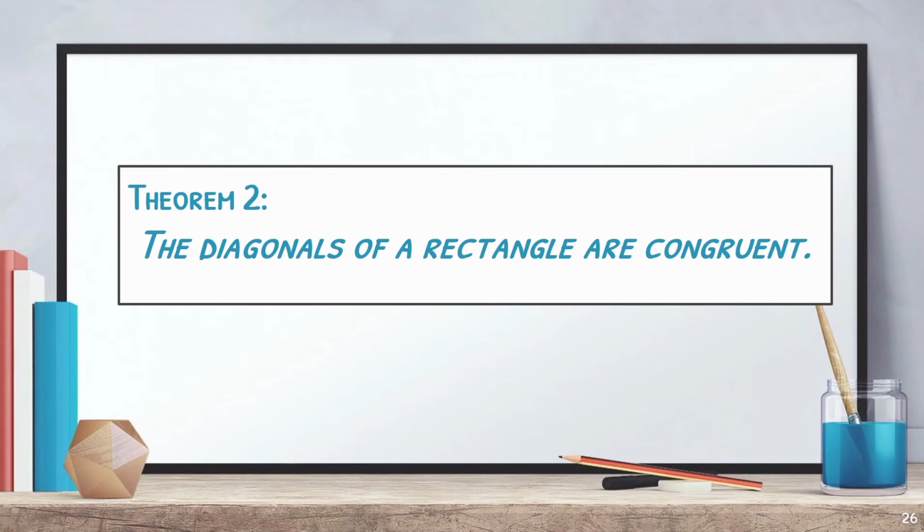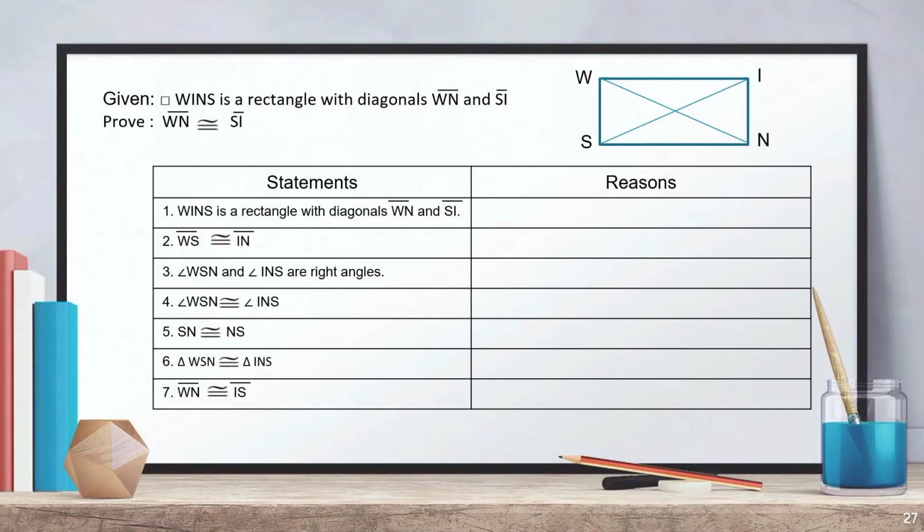Theorem number 2. The diagonals of a rectangle are congruent. So we will prove this theorem number 2. So we have here quadrilateral WINS is a rectangle with diagonals WN and SI. So we are going to prove if the two diagonals, diagonal WN and diagonal SI, are really congruent. Again, we are using the two column proof. We have here the statements and the reasons.